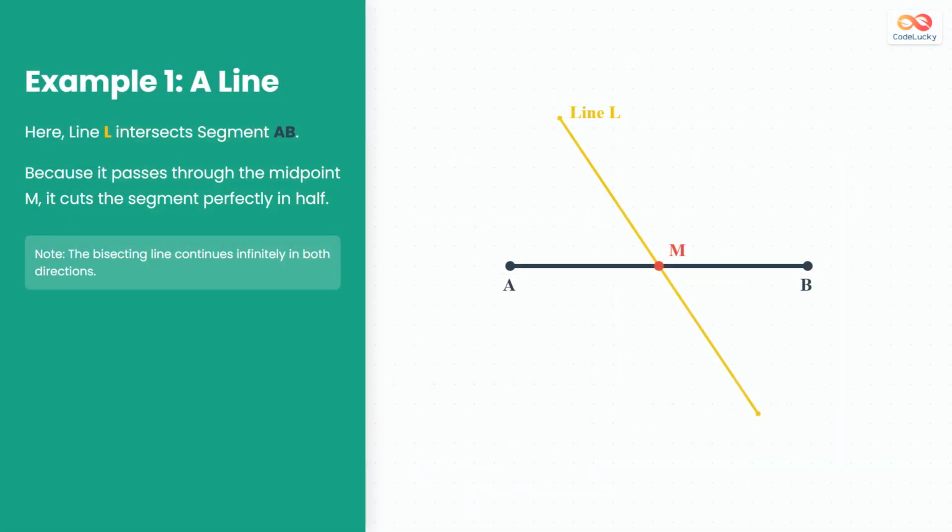Let us look at our first example. Here we have a horizontal segment AB. The yellow line, L, crosses right through the middle. Because it hits the midpoint M, line L is the segment bisector. Notice that the line extends infinitely, but its job here is just to cut the segment in half.